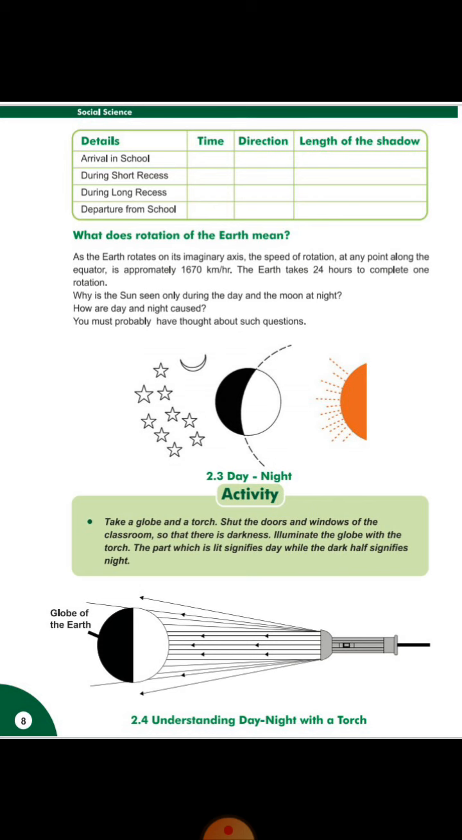Then some questions are asked there. Why is the sun seen only during the day and the moon at night? How are day and night caused? You have already seen in the video the effect of rotation. The earth is moving, so the side facing the sun has day time, and the other side has night. At the same time, the earth continues its rotation, so the other side will be daytime and this side will be night time. Day and night occur because of the earth's rotation.